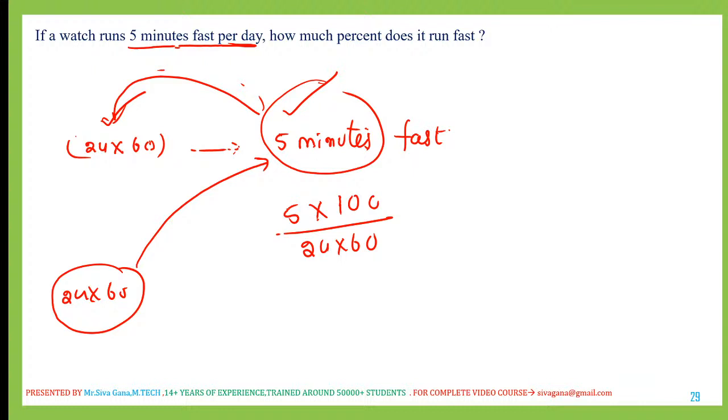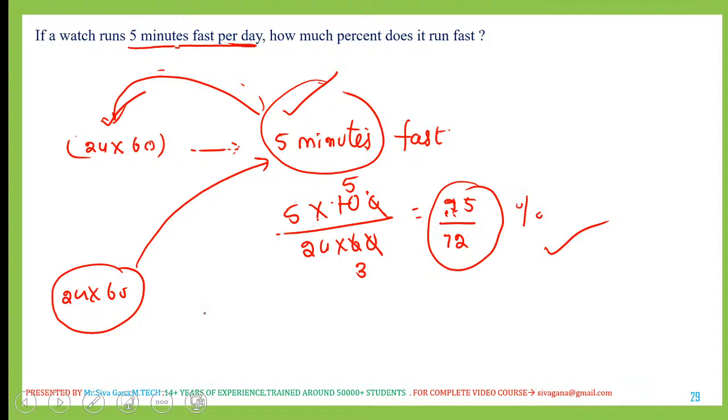That is the question, my dear viewers. 0 0 gets cancelled, 2 3s, 2 5s, 25. 25 divided by 24 into 3, 72. 25 by 72%.